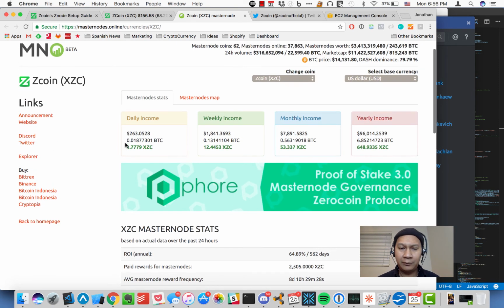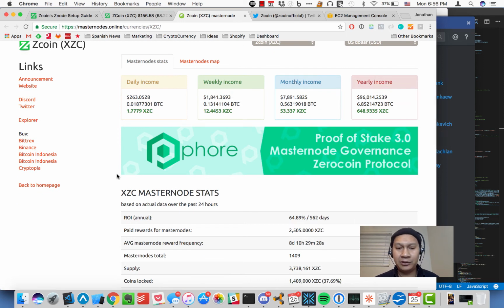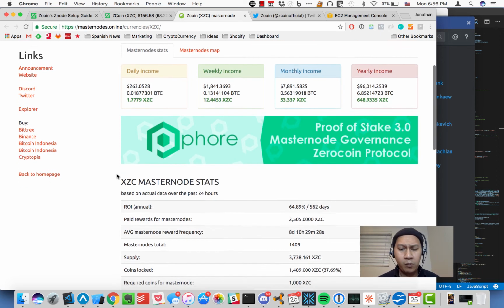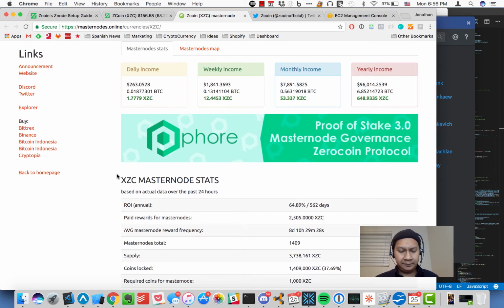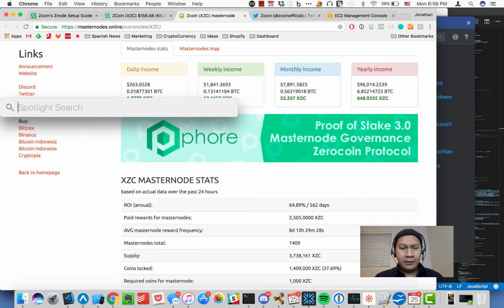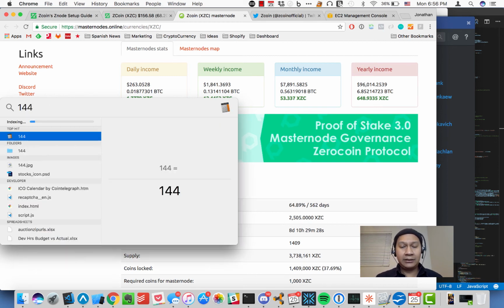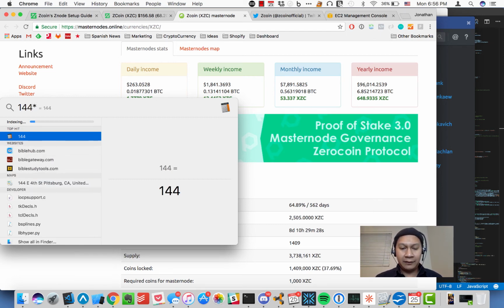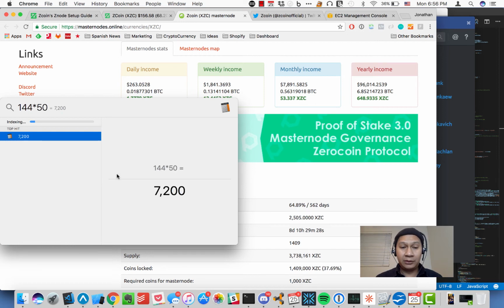So in the pool that I'm working with, each person is contributing about 10% of a slice of a node, so it makes it a lot easier to put together a full node. So the way the payout works is every day there's about 144 blocks that happen on the ZCoin blockchain. And of those 144 blocks, 50 rewards are distributed. So we get a total of 7,200.